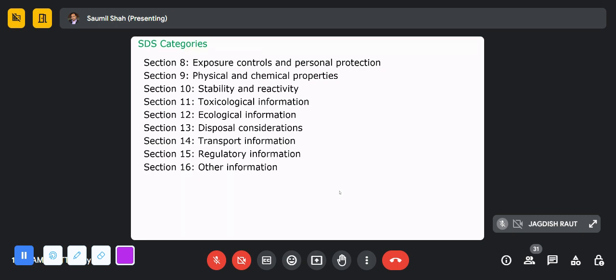Whenever you go into the industry, you will find the MSDS of any chemical handled in your workplace area. All this information is required, and you need to be aware of which chemicals you are handling at your workplace. It is mandatory that you should know about this.